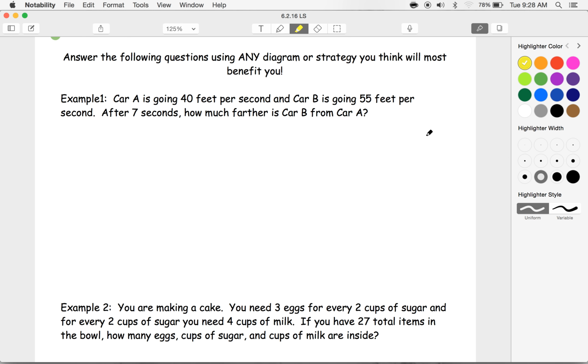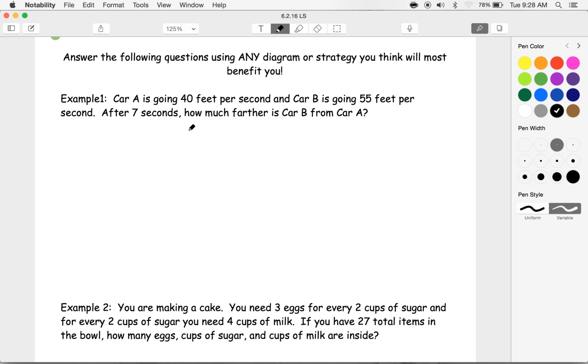So the whole point of this is just to give you 2 examples to show you that really you can use any diagram that you want in these situations. So let's say car A is going 40 feet per second, and car B is going 55 feet per second. After 7 seconds, how much farther is car B from car A?